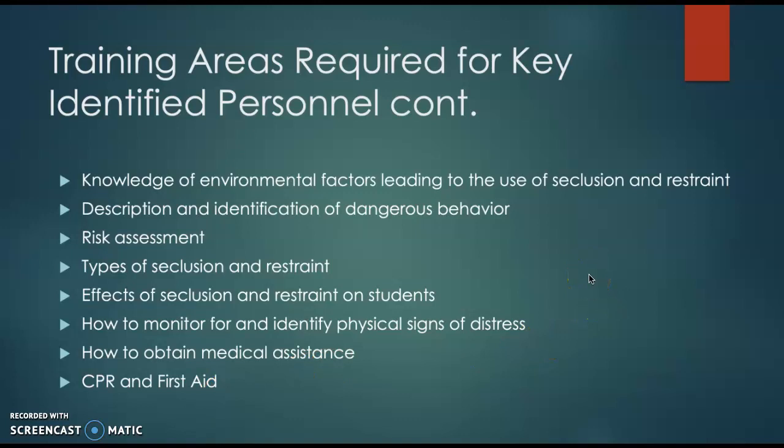So, more training areas. We have environmental factors leading to the use of seclusion and restraint. Are there things that you can do in your classroom that can help prevent seclusion and restraint from being needed? Identifying what dangerous behavior is. Like a student sitting at his desk, is he dangerous? But is a student banging on windows, is that dangerous? Risk assessment, kind of like what I said above, which behaviors are dangerous, which behaviors are not.